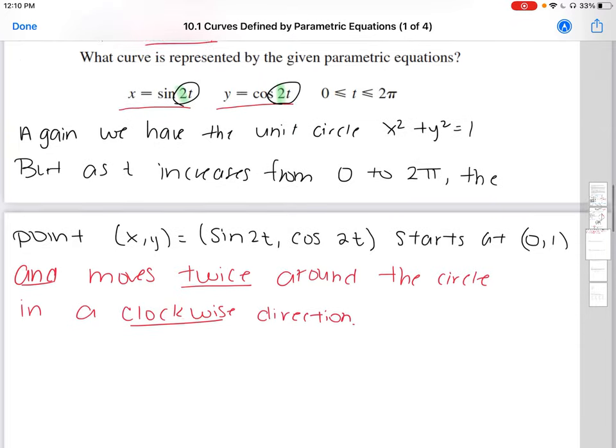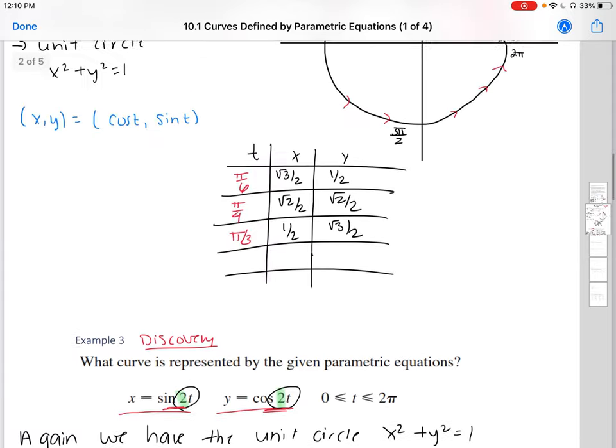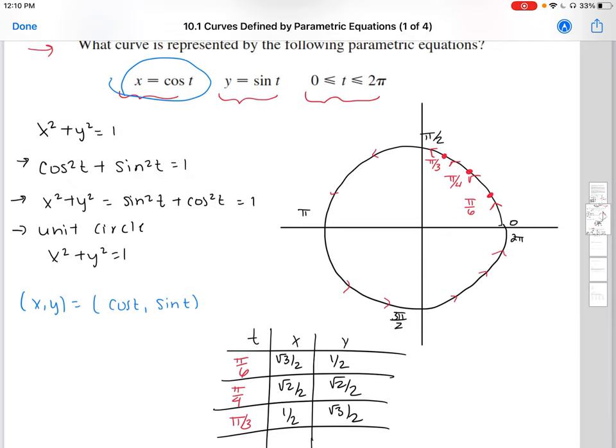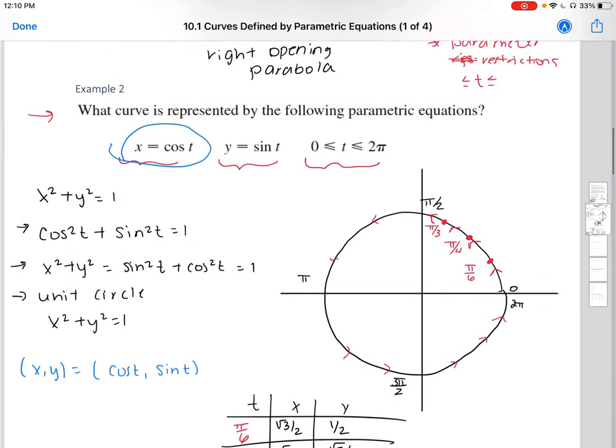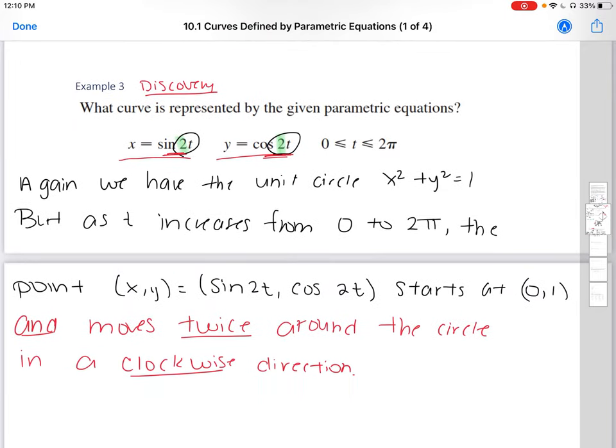All right, we're moving clockwise because notice our x is in cosine. Remember, x is always cosine, it's not in this case. And y is always sine, and it's not in this case. So instead of moving counterclockwise when x is cosine and y is sine, like our previous example in example 2, we're going to have a situation where our direction has changed. So that's why we're moving clockwise. And that 2 in that argument allows us to move twice along our circle.